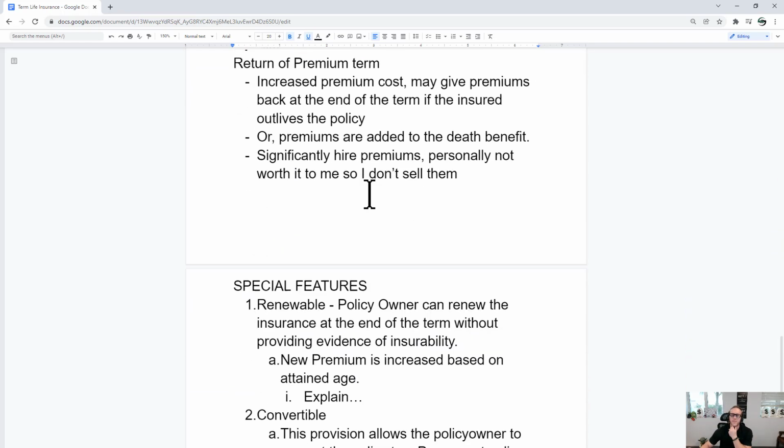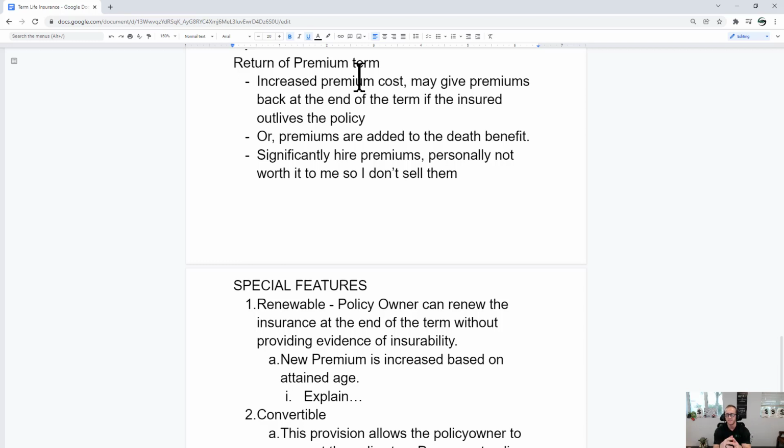Okay. Return of premium term, there's a couple definitions for this. So they cost more money. One version is they may give their premiums back at the end of the term if the insured outlives the policy. So there's a version of a return of premium term where if the insured pays for 20 years, at the end of the 20 years, there's a cash back option where they can get either all or a big portion of the premiums that they paid in back. Okay, they cost a lot more money.